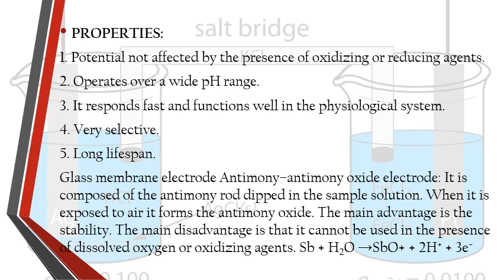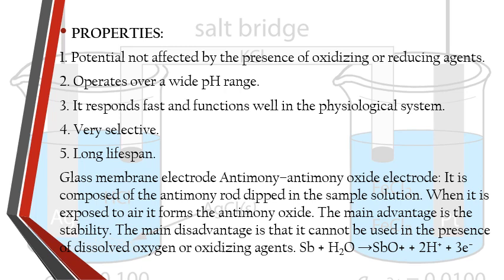Talking about the antimony electrode, first, the stability. It's well known for its stability, the antimony oxide electrode. When an antimony rod is dipped in a sample solution and exposed to air, it forms a stable antimony oxide layer on its surface. This stable layer helps maintain consistent electrode performance. It also cannot be used in the presence of dissolved oxygen or oxidizing agents.